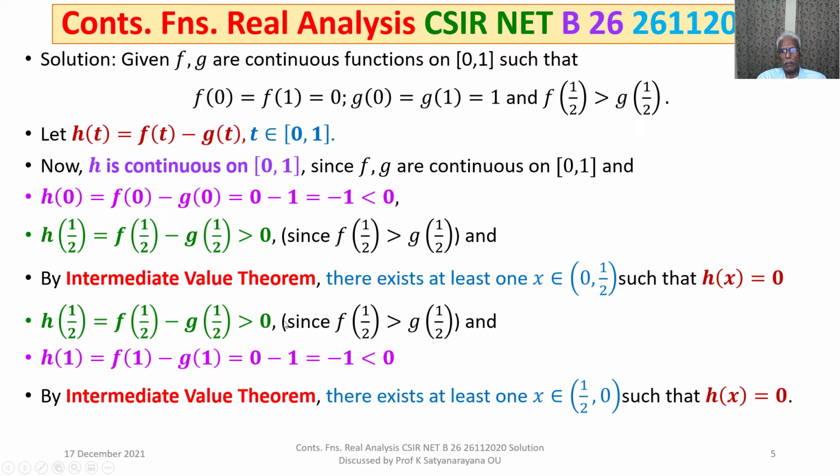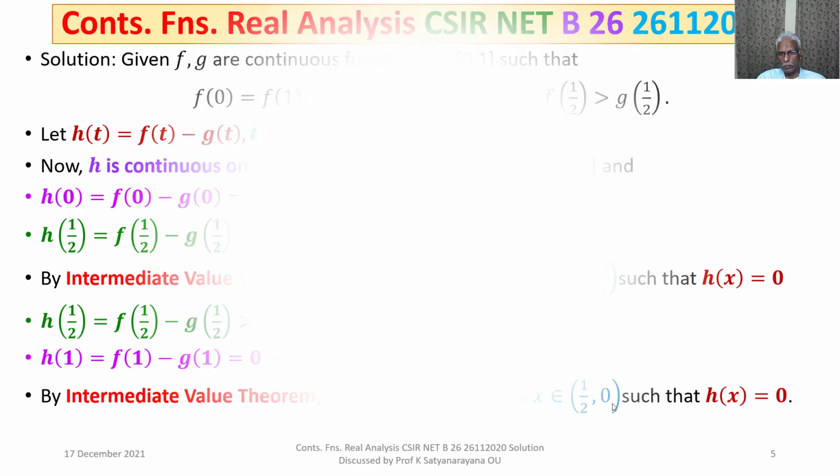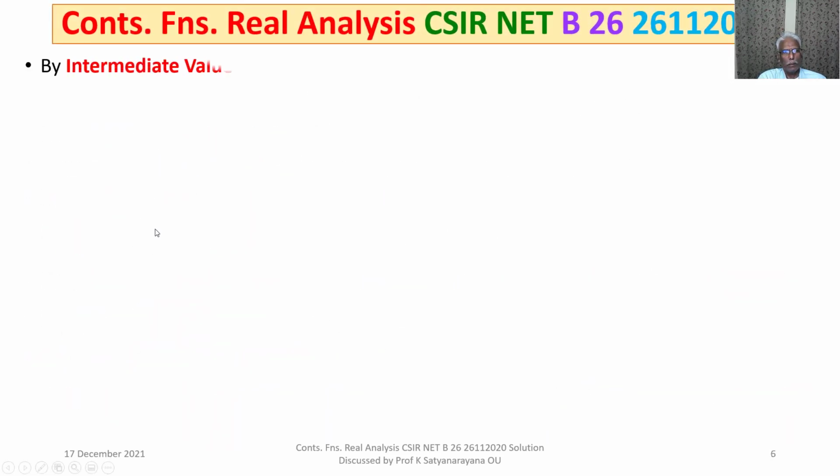So there is at least one point x belonging to the open interval (0, 1/2) such that h(x) = 0. There exists at least one point x belonging to the open interval (1/2, 1) such that h(x) = 0. We continue in the next slide.